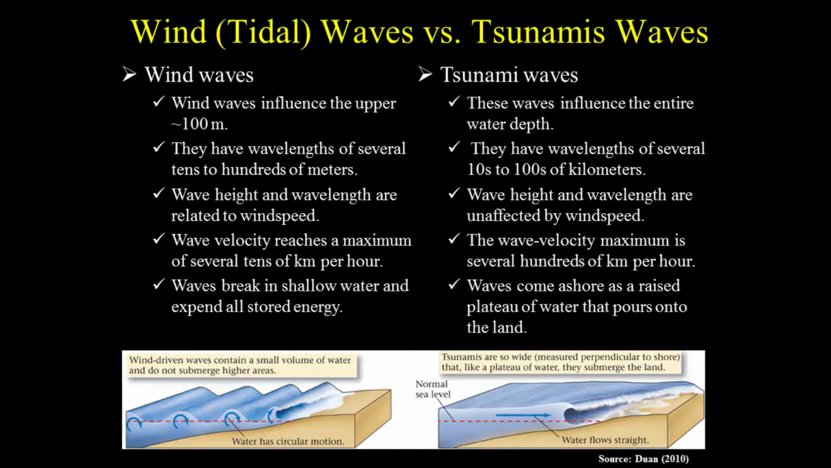With tsunami waves, they influence the entire water depth. They have wavelengths of several tens to hundreds of kilometers. The wave height and wavelength are unaffected by wind speed. The wave velocity maximum is several hundreds of kilometers per hour. Waves come ashore as a raised plateau of water that pours onto the land.